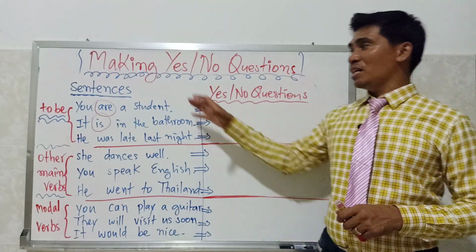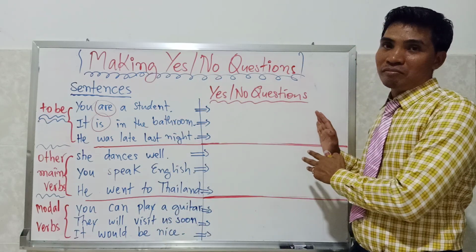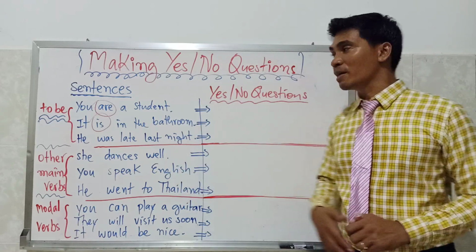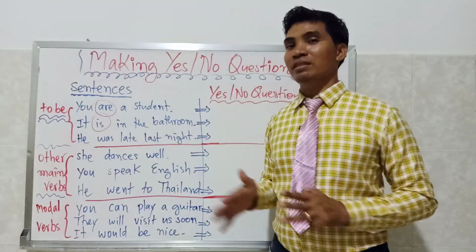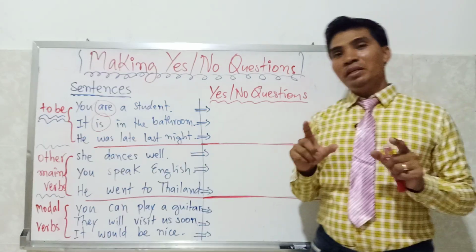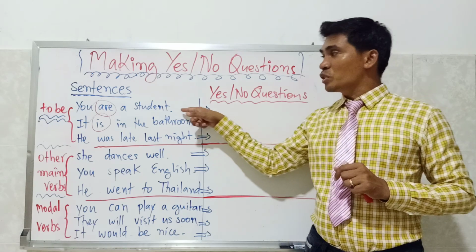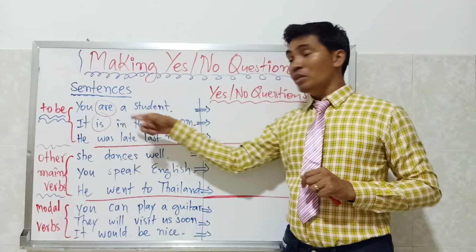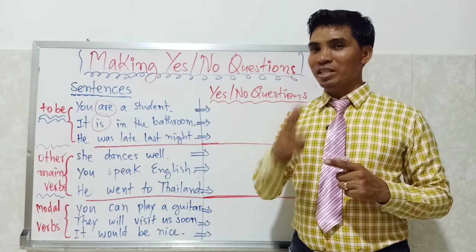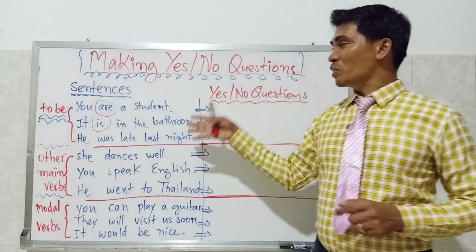Okay, so here are the sentences. In this part I am going to write yes-no questions, and I will analyze clearly how to make them. First we go to the sentences. Everyone, when you make a yes-no question, please observe the sentence. If a sentence uses verb to be, when you make a yes-no question, you must start with verb to be. Let's read the example here.